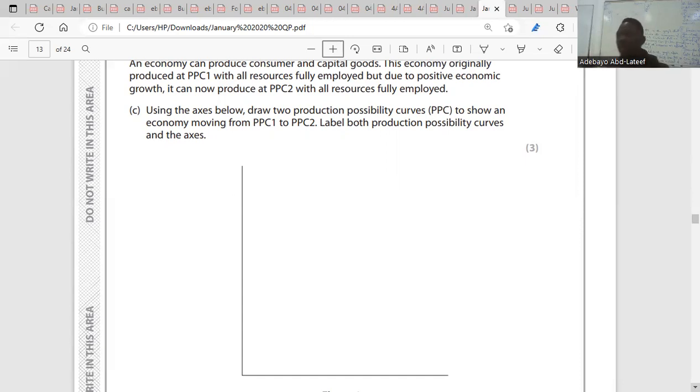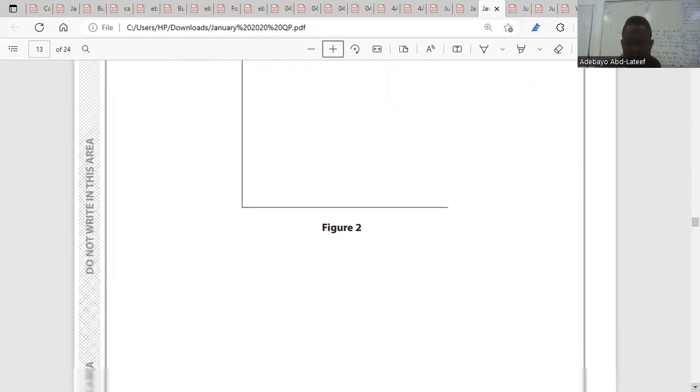So we draw the first curve and label it as PPC 1. Then we draw the second curve and label it as PPC 2, with an arrow to the right. Is it clear? This is what we have. First, write consumer goods and capital goods on the axes. Then the first curve, PPC 1. The second curve, PPC 2. And put an arrow outward. Is it clear, guys? We move on.